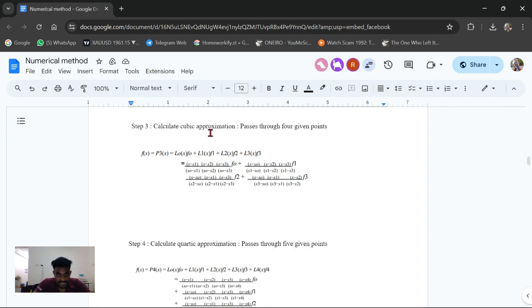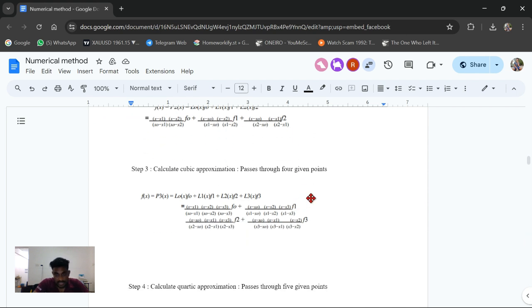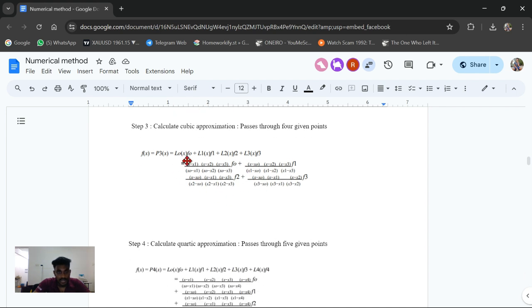For step 3, we have to find the cubic approximation. Same thing as the previous step, it passes through the 4 given points. As we get from here, we got 4 points, right? Before this, we got 3, and here 4. So 1, 2, 3, 4. So L0(x) times f0, L1(x) times f1, plus L2(x) times f2, and then plus L3(x) multiplied with f3. If it is L0, there will be no x0 here, and the formulas are the same formula, just an enlargement of the formula here.